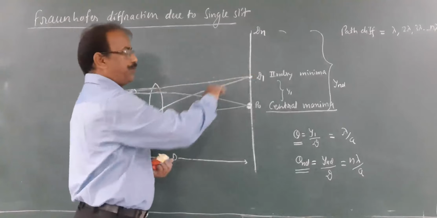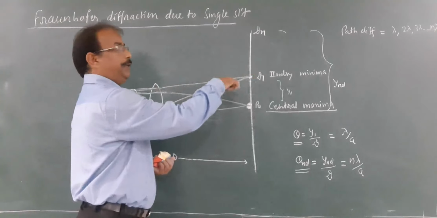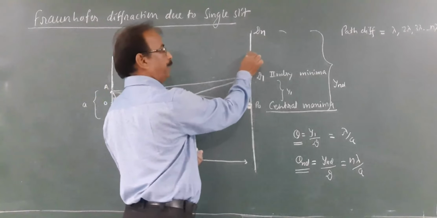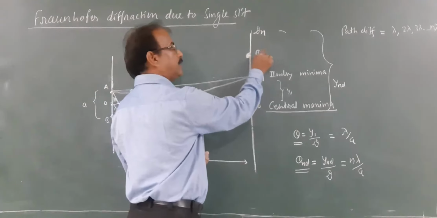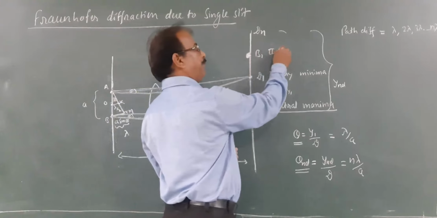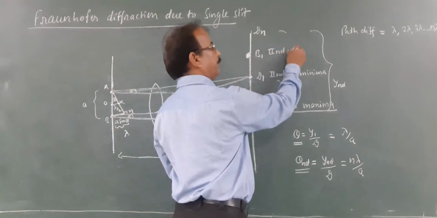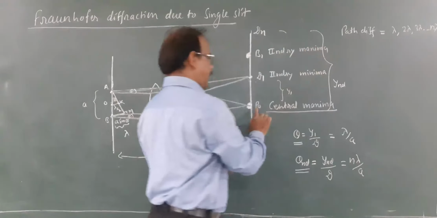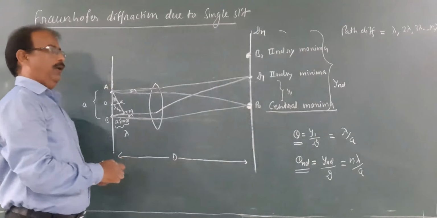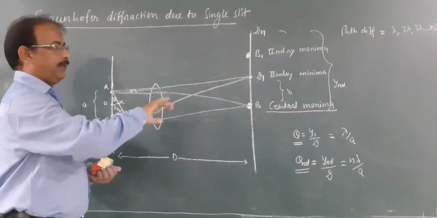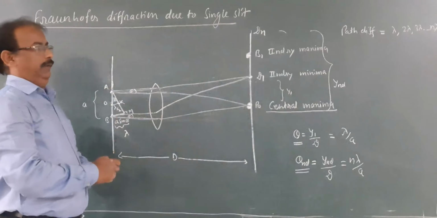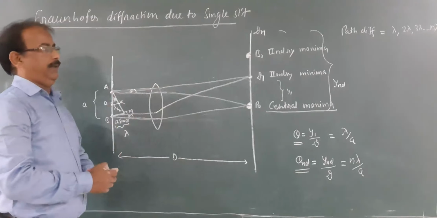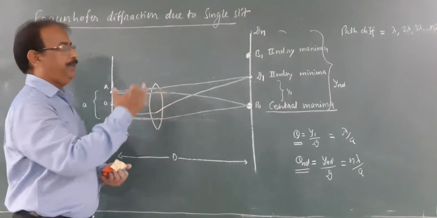Next to this first minima, you get here first secondary maxima. This is first secondary maxima. This is central maxima. Next to central maxima, there is secondary minima, and next to secondary minima, you will get first secondary maxima.